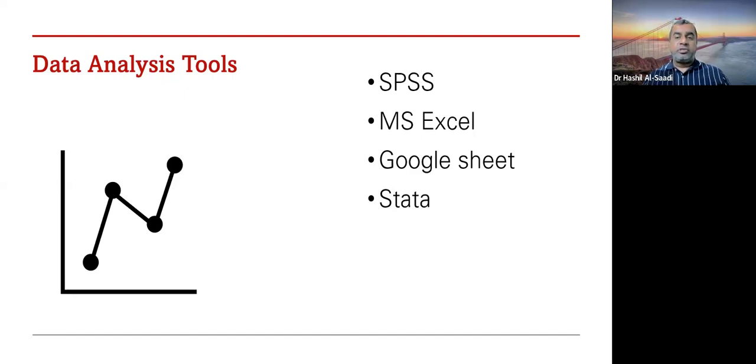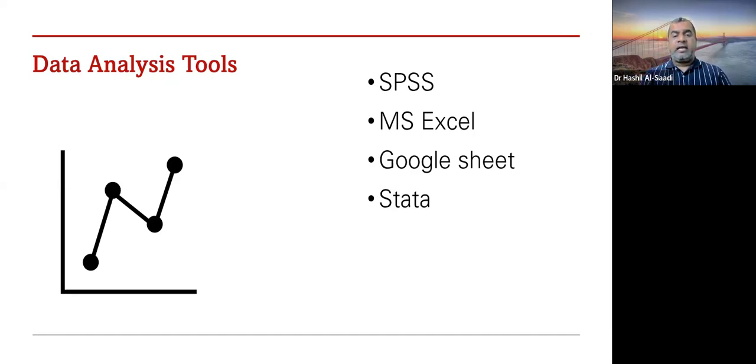Of course, the most commonly used, or the obvious, very popular package is SPSS. I'm sure many of you, if not all, are familiar with SPSS. It's statistical package for social sciences. Okay, statistical package for social science. We can also use Microsoft Excel. You can use Google Sheet, or you can use a program also called Stata.